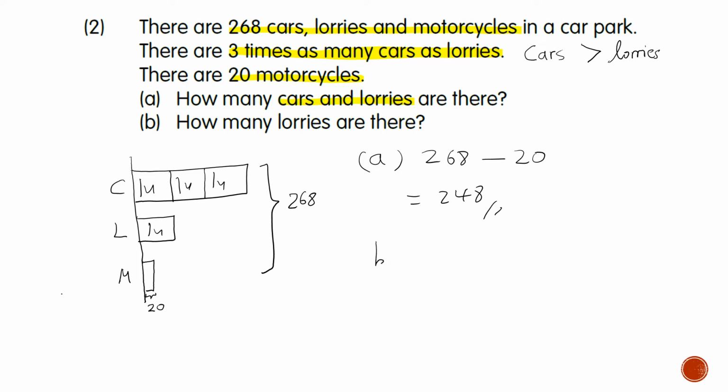Now finally, let's move on. How many lorries are there? For this one you've got to use the unitary method. So 4 units equals 248 because cars and lorries have 4 units. So 4 units equals 248, and 1 unit equals 248 divided by 4. You have to work this out. If you use your mental sum, you will notice that 24 divided by 4 is 6, and 8 divided by 4 is 2. So you get 62. So there are 62 lorries.